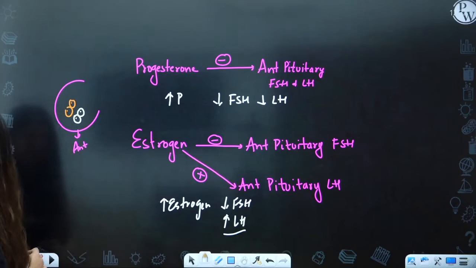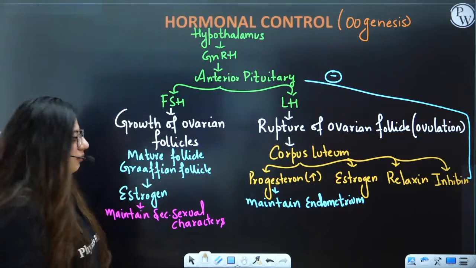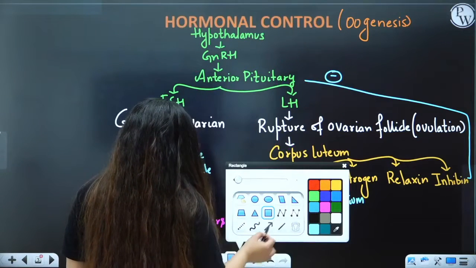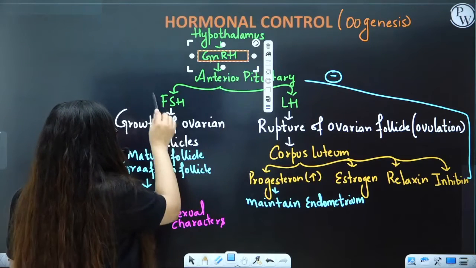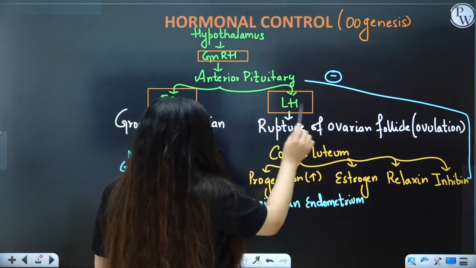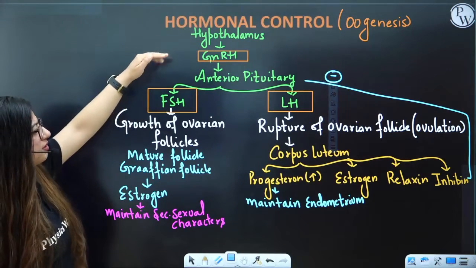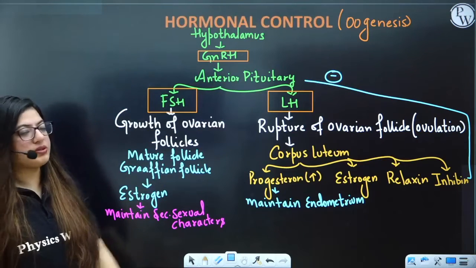Okay, so let's just revise it one more time for the future. Hypothalamus is a gland that produces a hormone. Again, I'm putting boxes on hormones. It produces a hormone, which is GnRH, and later on, which will produce FSH and LH. GnRH is the hormone secreted by the hypothalamus. This will stimulate the anterior pituitary, and the anterior pituitary will secrete these hormones.